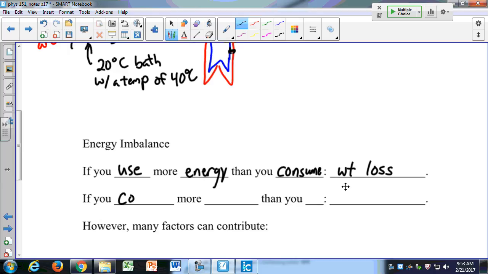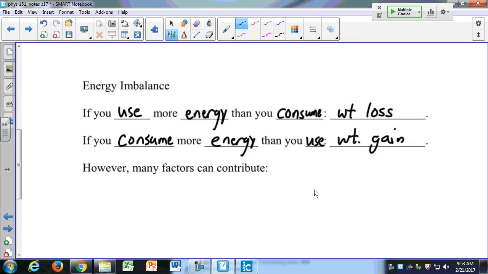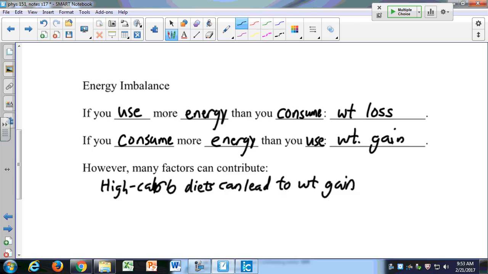If you consume more energy, as you eat more than you use, then you have weight gain. And any one of those scenarios might be a good thing for your athletes. But as you know, many factors can contribute. High carb diets can lead to weight gain. Y'all know more about this than I do. But high carb diets can lead to weight gain. The carbs are converted to fat.